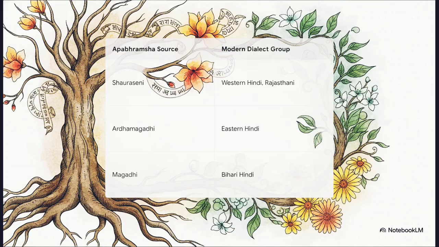To give you an idea, Shoraseni gave us Western Hindi and Rajasthani, Arda Magadhi gave us Eastern Hindi dialects like Awadhi, and Magadhi gave us Bihari dialects like Bhojpuri.